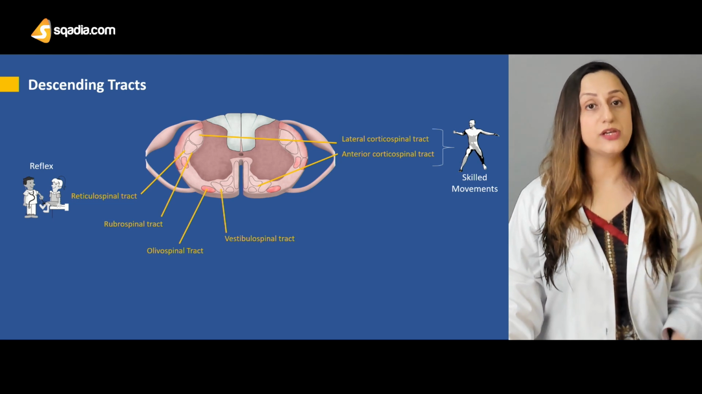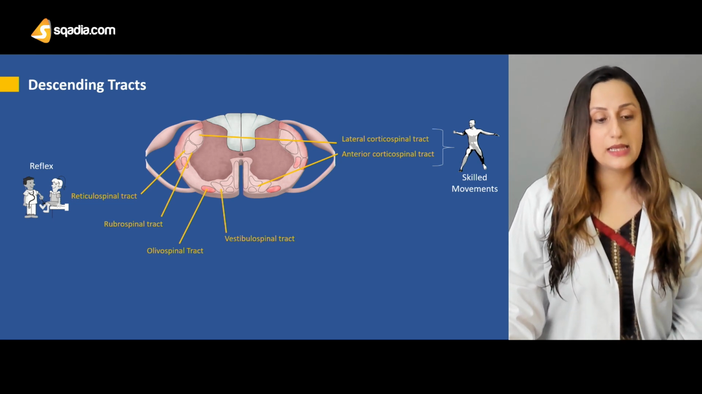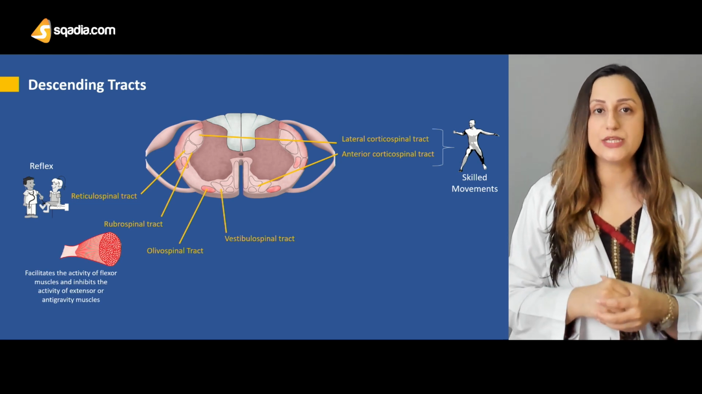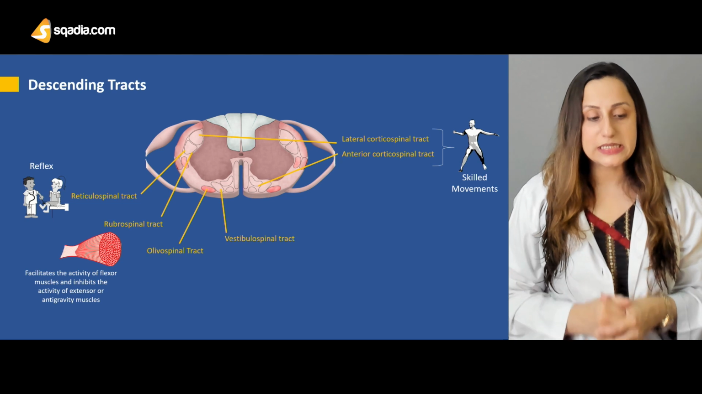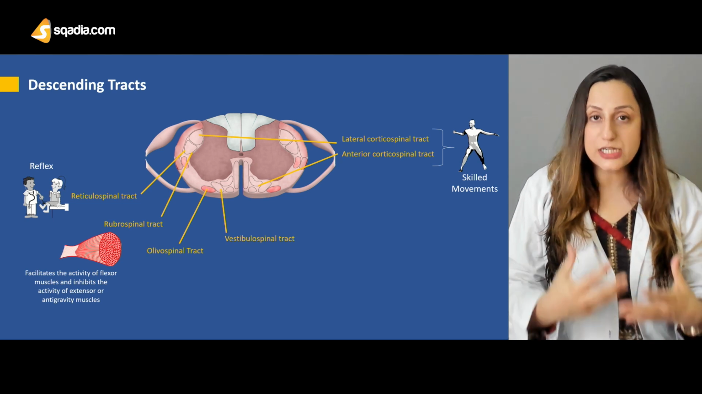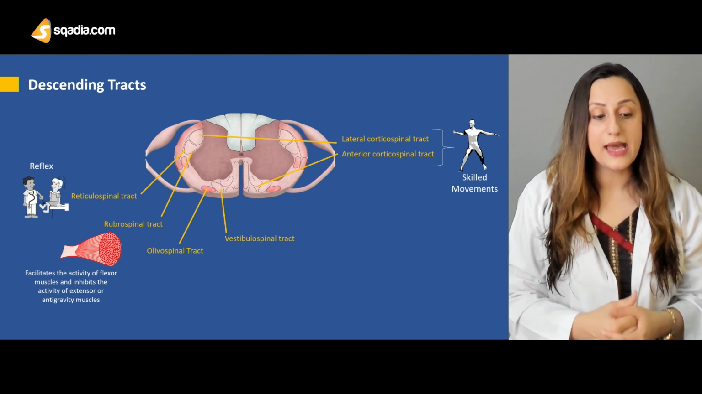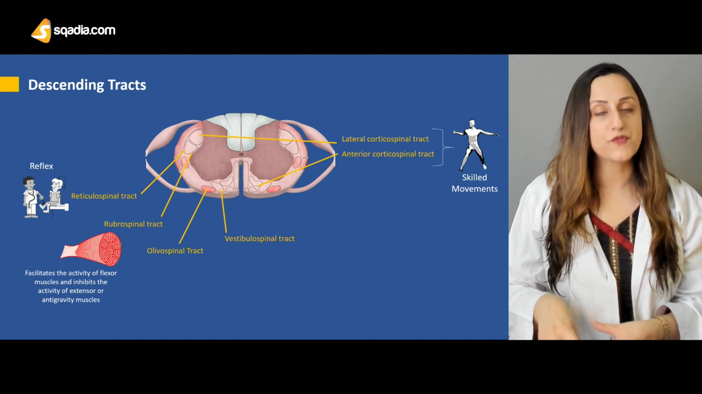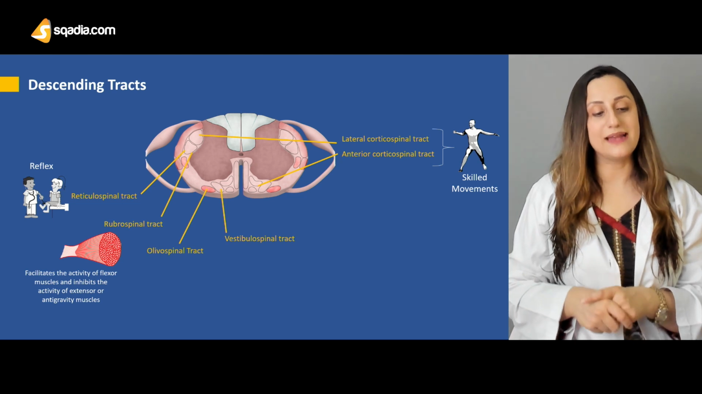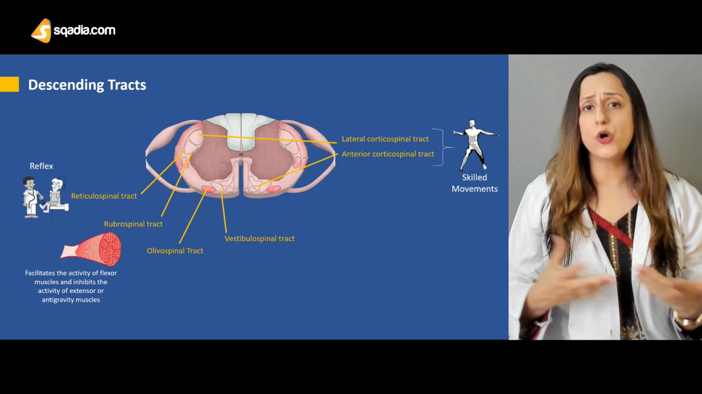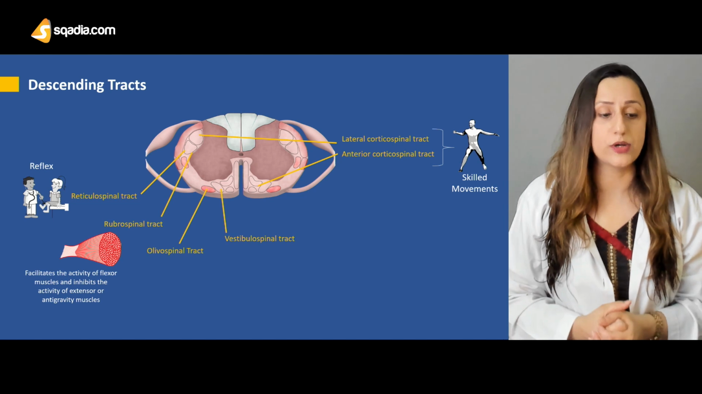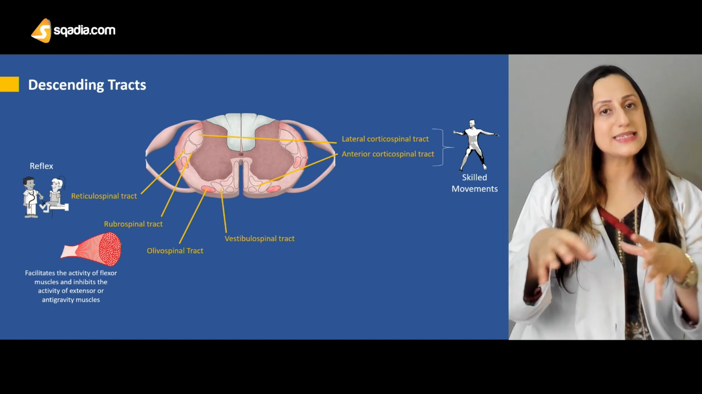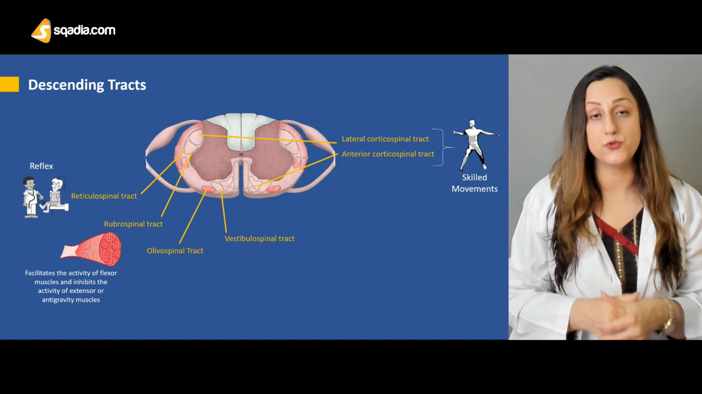Moving on, we have the rubrospinal tracts. Now, in particular, when we talk about them, what is the basic function of these rubrospinal tracts? Particularly, we have the facilitation, which is provided to the activity of the flexor muscles, and it inhibits the activity of the extensor muscles or the anti-gravity muscles. What we mean by the flexor muscles or the extensor muscles or the anti-gravity muscles, there are different sets of muscles that perform the different movements.